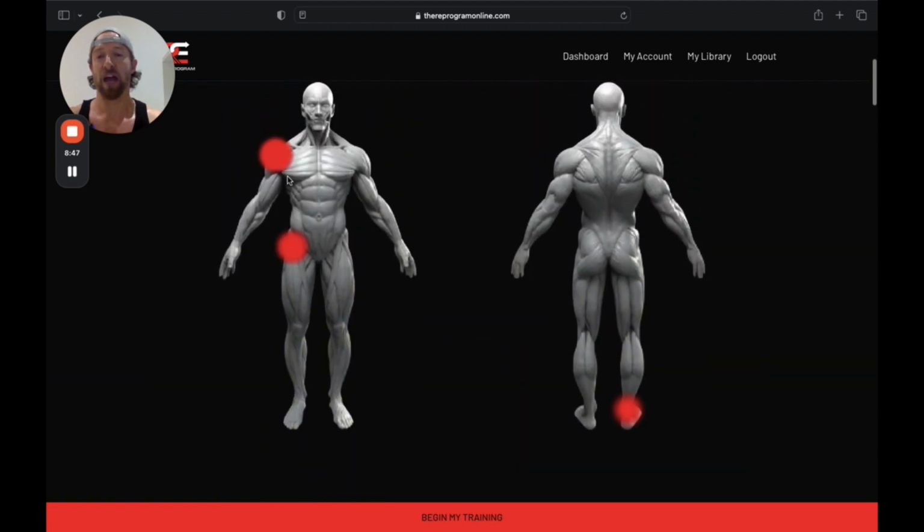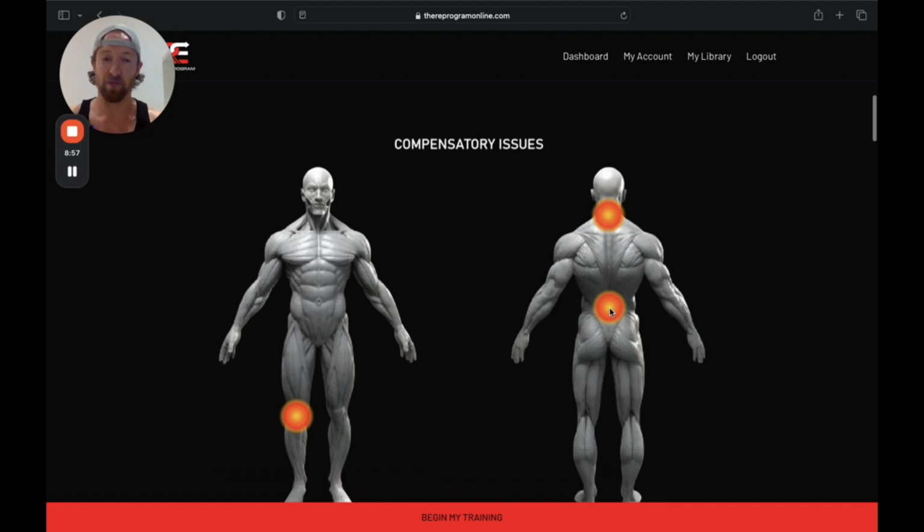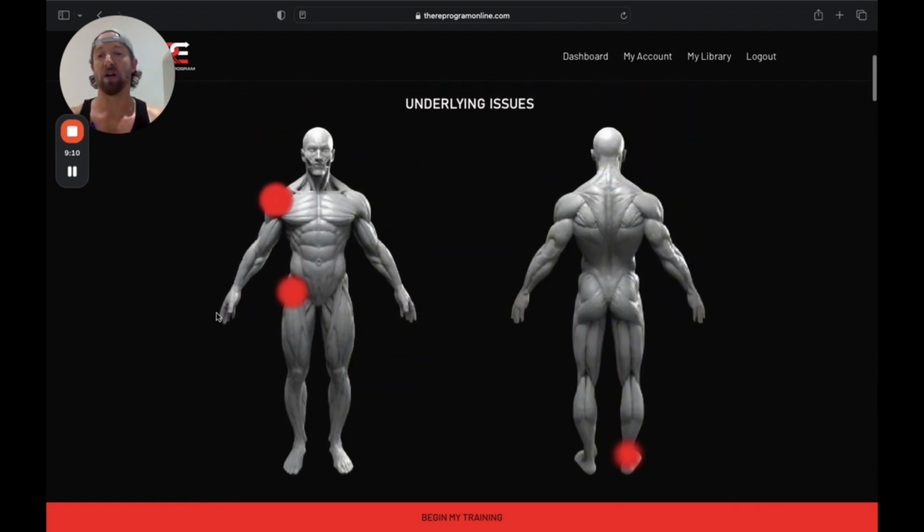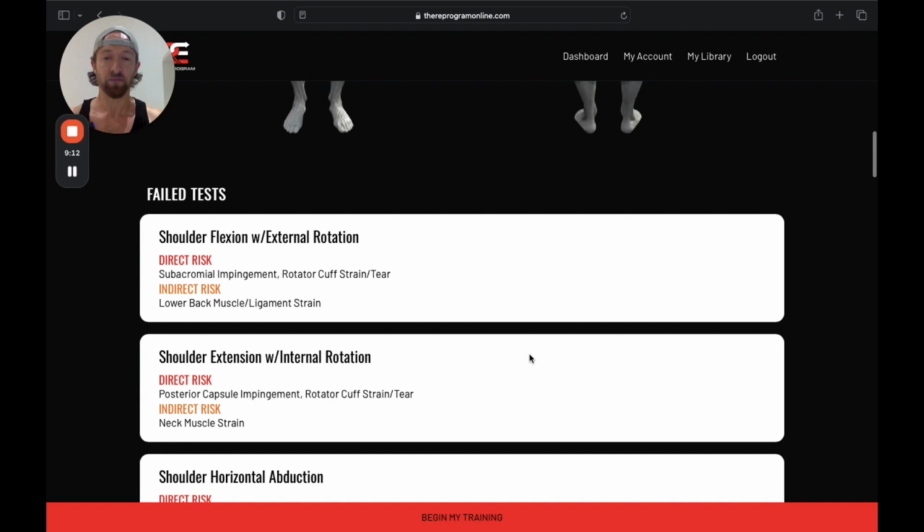So because we have quite a major issue at the shoulder, a little bit of an issue at the hip, and a little bit of an issue at the ankle, we have a bit of a potential issue at the neck. We have a bit of an issue at the lower back, possible issue at the lower back, and then a possible issue at the knee. Okay, so that is basically breaking down the biomechanical compensation issues that I'm liable for if I don't sort out these here.